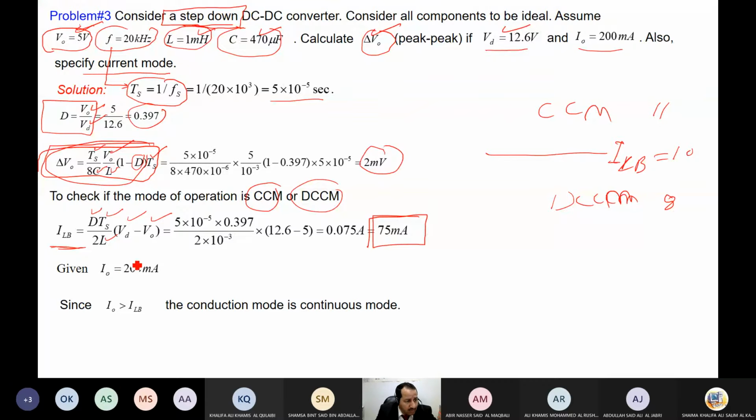Now the question says that the output current is 200 milliamp. Now you tell me, is the output current greater than the boundary current or lower than the boundary current? You tell me.